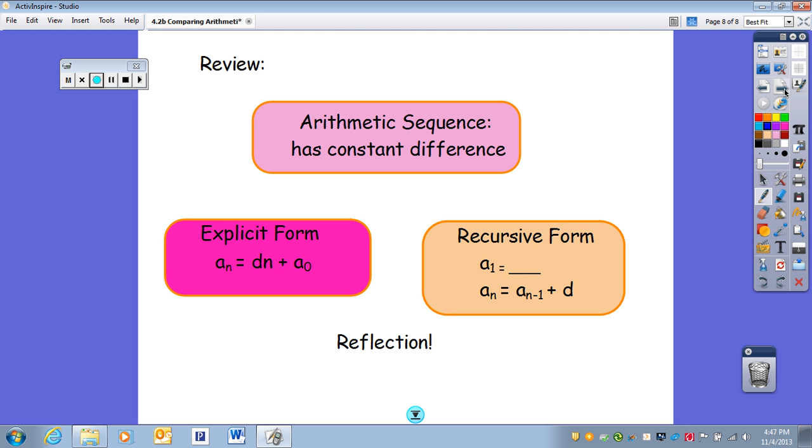So, to review, remember that an arithmetic sequence has a constant difference. The explicit form is a sub n equals the difference times the number of the term you're on plus a sub 0, which is the term before your first term. In the recursive form, a sub 1, or your first term, is what we start with. And then we have a sub n, or whichever term you're looking for, equals a sub n minus 1, which means the term previous to that, plus the difference.